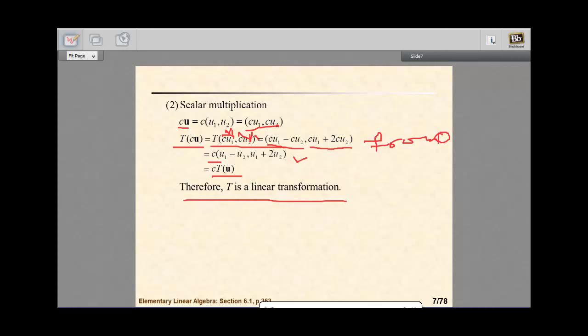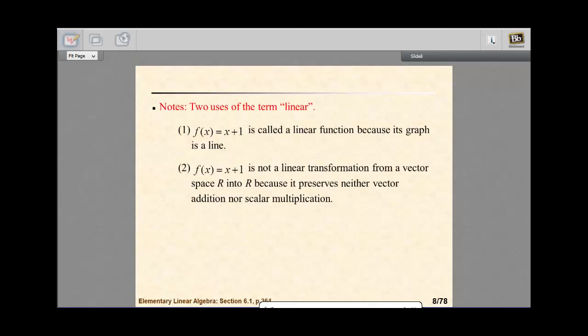So in this way we prove that. Note that f(x) equals x plus 1 is called a linear function because its graph is a line. However, f(x) equals x plus 1 is not a linear transformation from the vector space R into R because it preserves neither vector addition nor scalar multiplication.